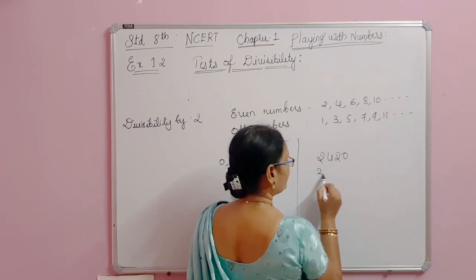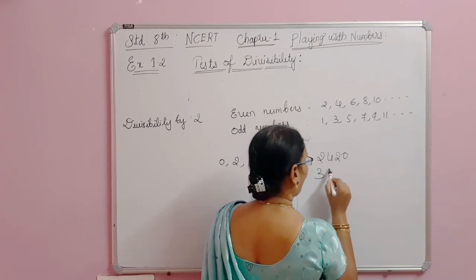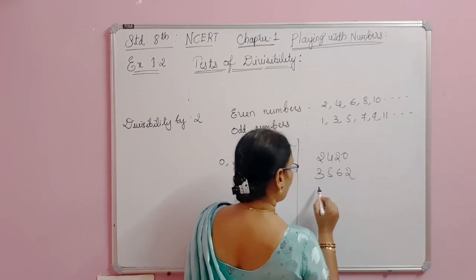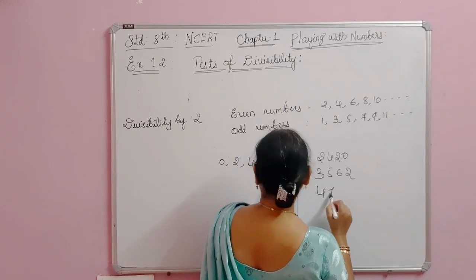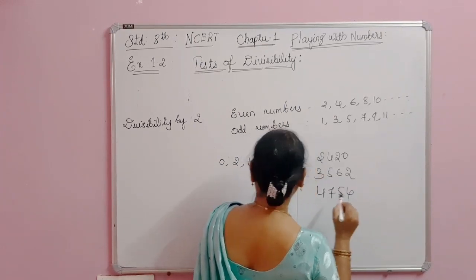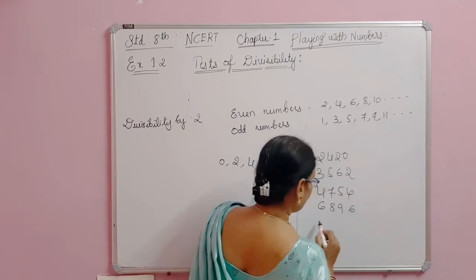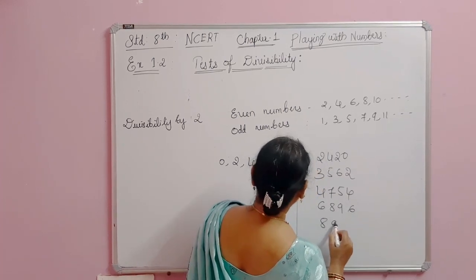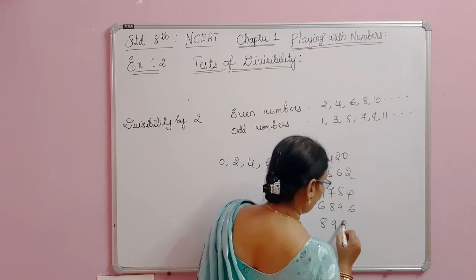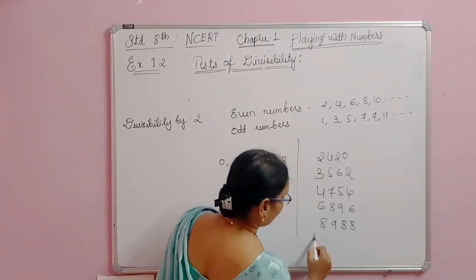2420, then 3562, then 4754, then 6896, then 8988, then 10,000.